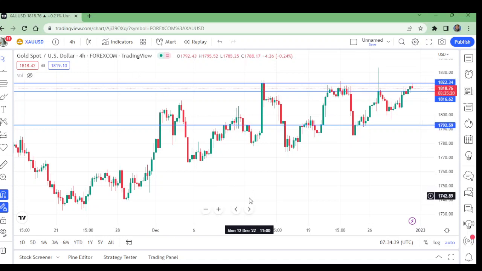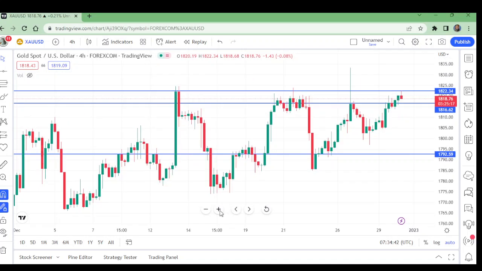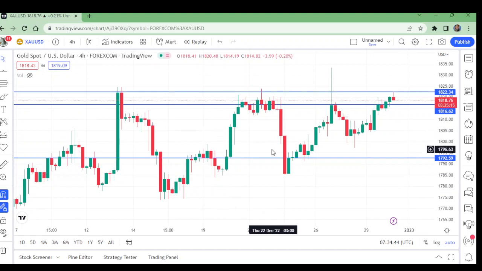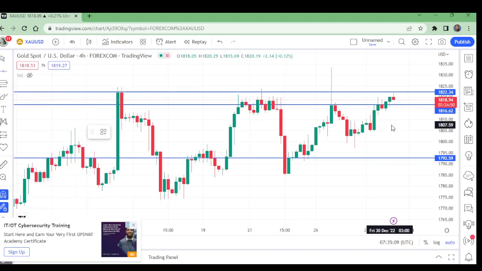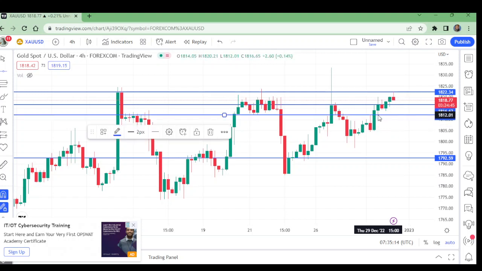Now let us see. Let me make the chart a bit bigger. Now what are the take profit options? Until this video is uploaded, I think this target would have been achieved, but still this is the first target and second target. Let me put the horizontal lines. This is 18. This is also a take profit option.